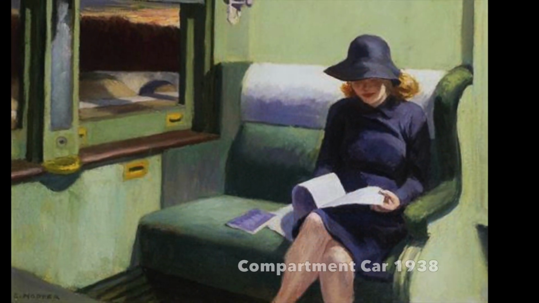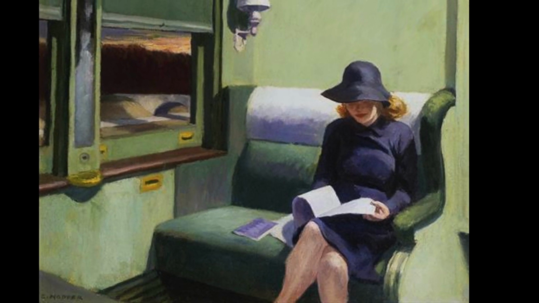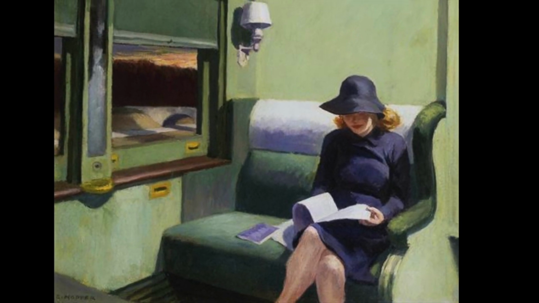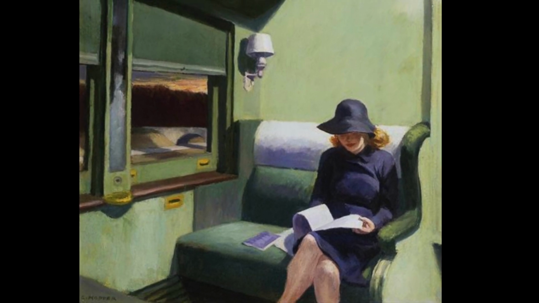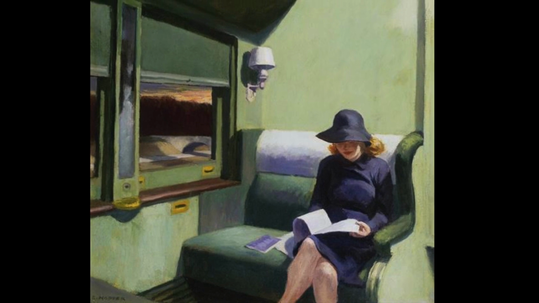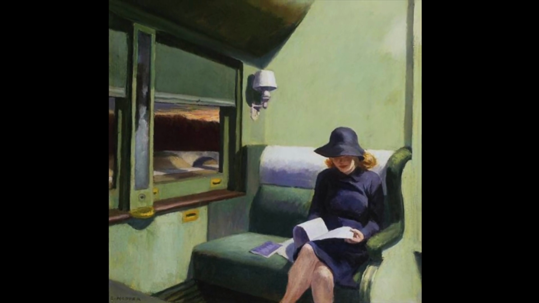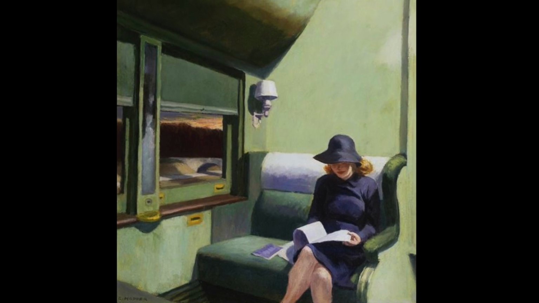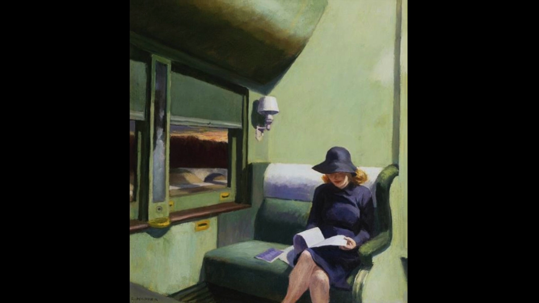Compartment Car, painted in 1938, is one of my favorite paintings from this period. It again just shows what we are very familiar with in Edward Hopper. We have a window, we have a train, but if you look at the model, it's very obvious that that is Jo, and he's really not doing anything to hide the fact. And I think this is actually, again, very autobiographical, as many of his paintings are towards the end of his career.